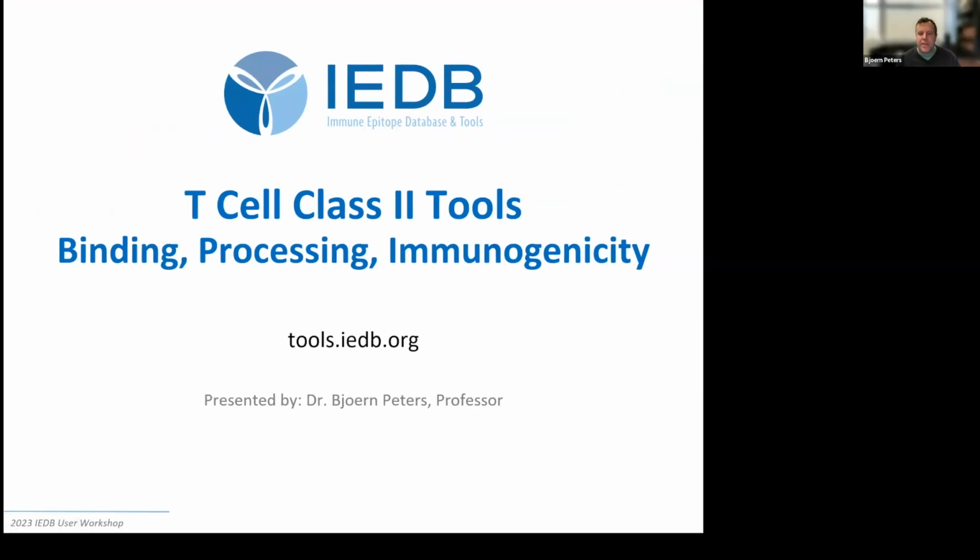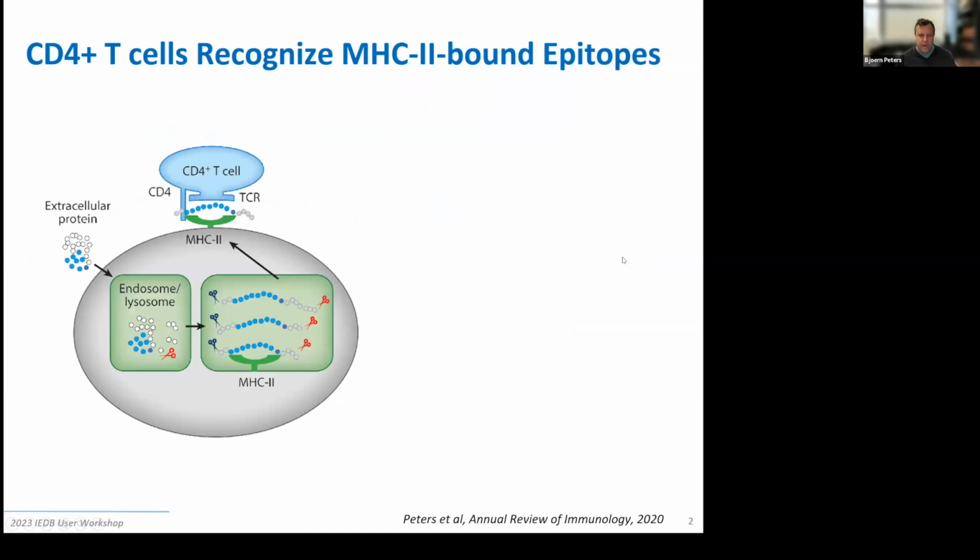I will talk about class 2 now, and the tools are, as Nina was just saying, and I think it doesn't hurt repeating, still what we're now calling the legacy side of the IEDB Analysis Resource. So MHC class 2 represents epitopes to CD4 T cells.